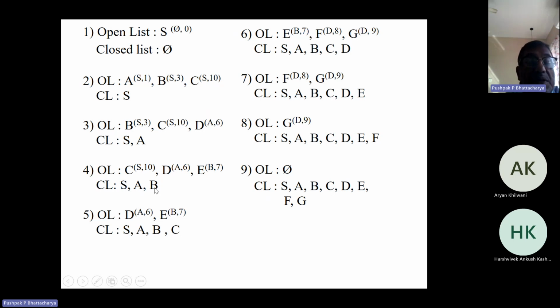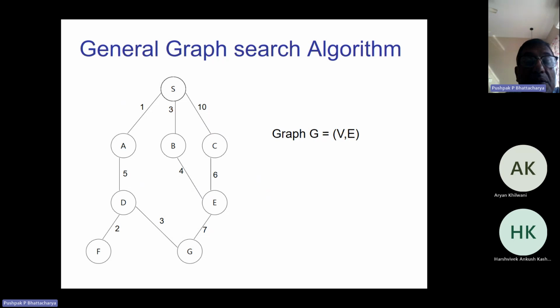Now B is in the closed list. Now we have C, D, and E. Which one should I expand? Let's say I expand C. I bring C here. C's child is also E.